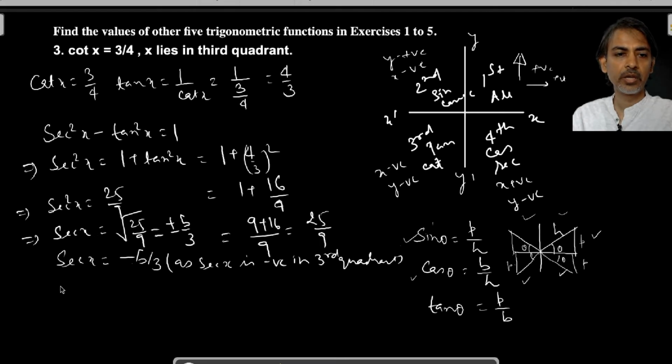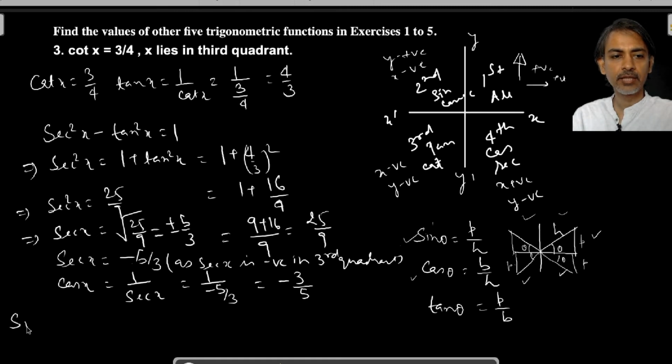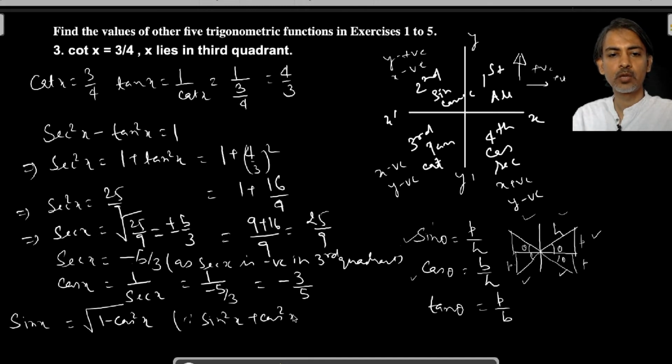Given this, we get cos x equals 1 upon sec x, which is 1 upon minus 5 by 3, and we'll get minus 3 by 5. So now we have got sec x, we have got cos x. Now can we get sin x from here? Sin x would be nothing but the square root of 1 minus cos square x. Why? Since sin square x plus cos square x equals 1. So this will give me 1 minus cos square x, which is 1 minus minus 3 by 5 whole square.